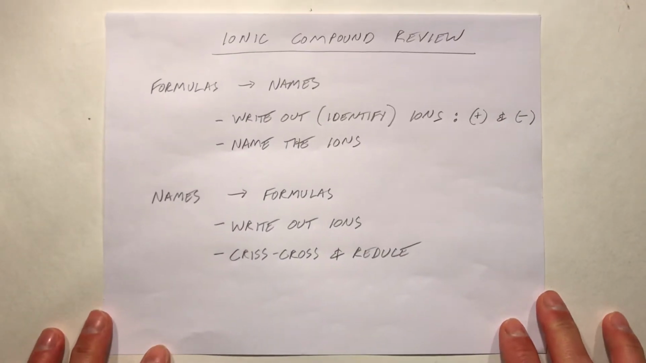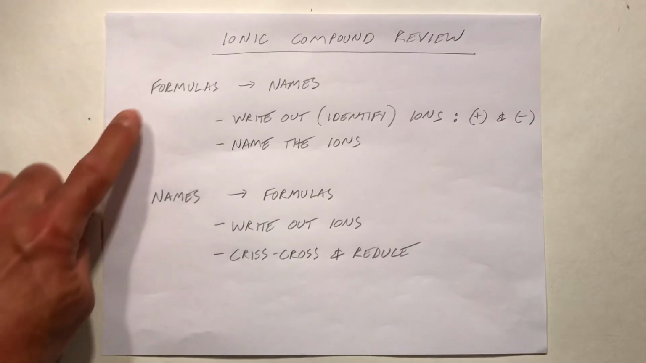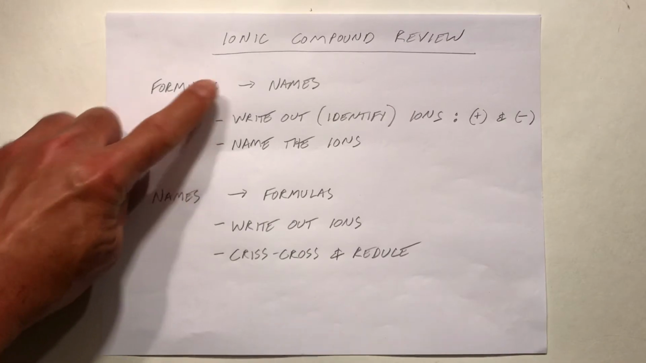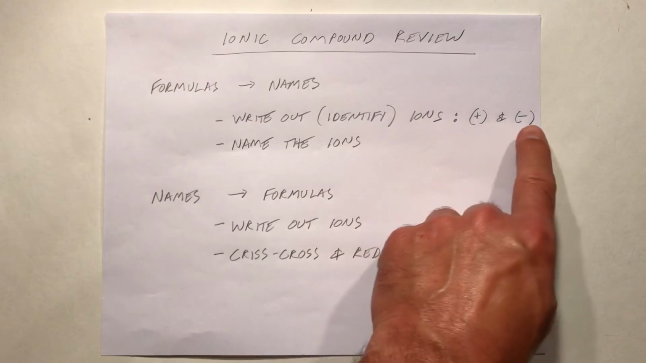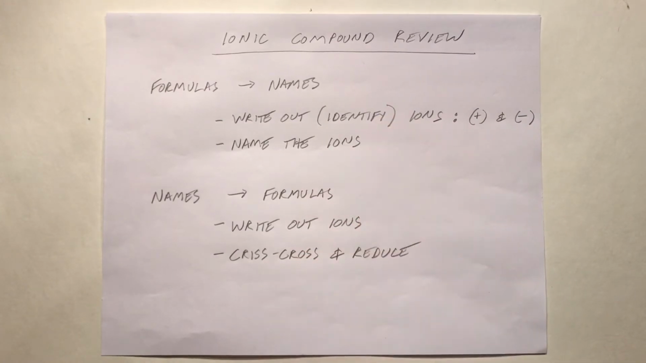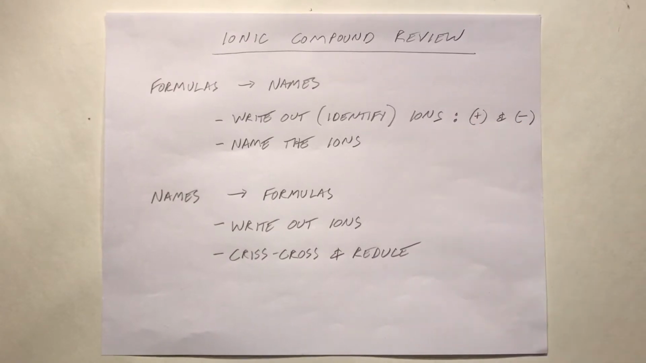Let's start with a review of ionic compound nomenclature. Remember that ionic compounds are made with a metal combined with a nonmetal, or a compound that contains some type of positive or negative polyatomic ion. If we know the formula of an ionic compound and we want to determine the name, we write out the ions, the positive and negative ions, and we do that to identify the correct ions, and then we just name those ions. The name of the ionic compound is the name of the positive ion followed by the name of the negative ion.